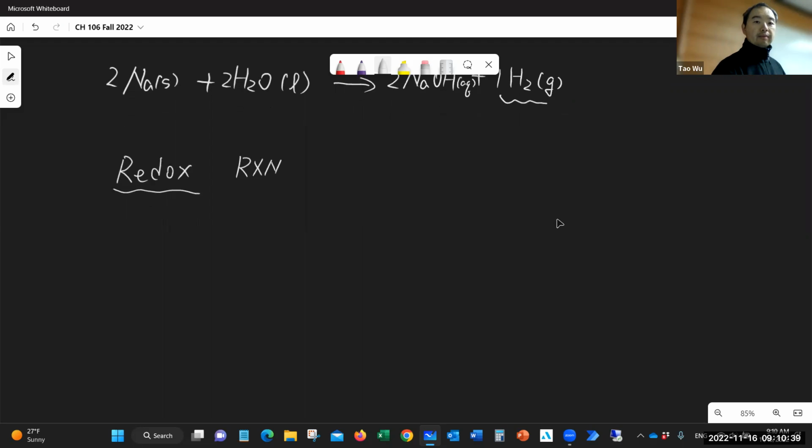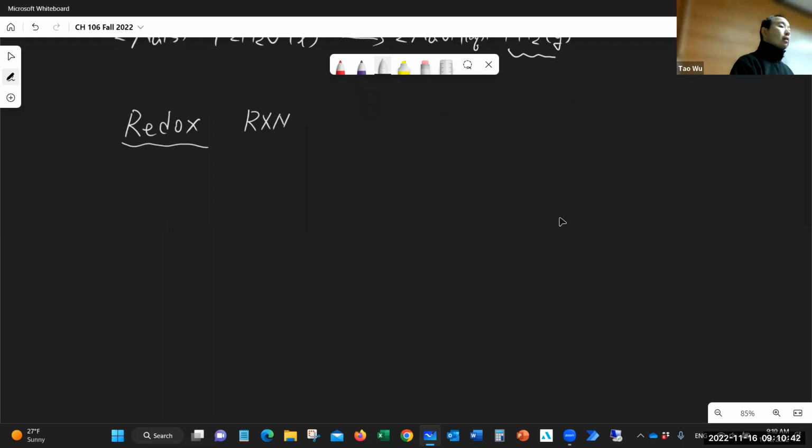To gain electrons. Yes, yeah. This one is complicated, so I don't want to talk about gaining and losing electrons. Well, eventually a redox reaction is gaining and losing electrons. Redox is actually reduction plus oxidation. Those are short for reduction and oxidation. So when you say redox, that means reduction plus oxidation.